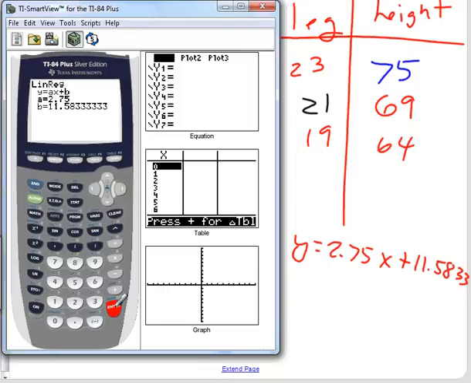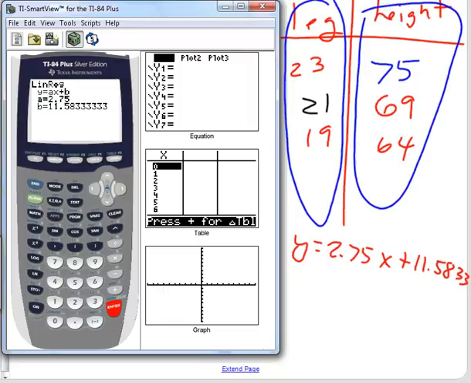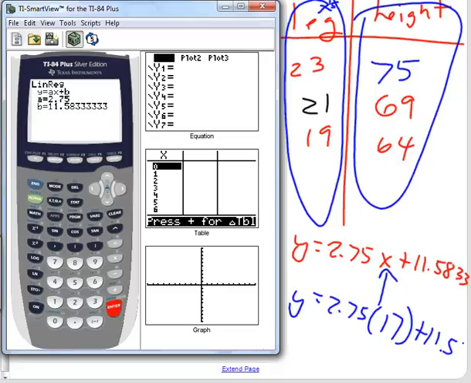All right. Generally, were the legs the x's, or were the heights the x's? The legs were the x's. Okay, these are the x's. So if I've given you a leg of, what did I say it was? 17. If I gave you a leg of 17, that means I gave you an x of 17, which means you put it right there. And now you have y equals 2.75 times 17 plus 11.58, blah, blah, blah. And what did you get? About 58? If we round it, about 58?